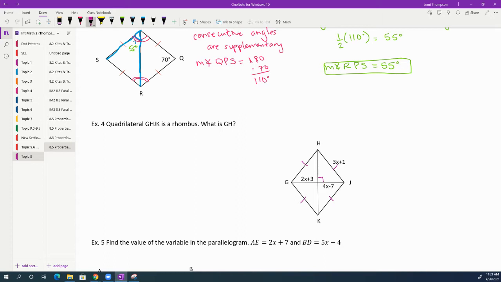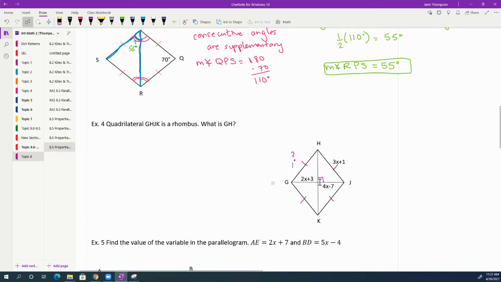So recognize that 2x plus 3 is this piece of the diagonal. 4x minus 7 is this piece of the diagonal. And then this side is 3x plus 1. I'm looking for GH. Hopefully you can agree that if I can find 3x plus 1, HJ, then I found GH because they're the same. All right. I don't have enough information to start there, though. Let's assess what else we know.